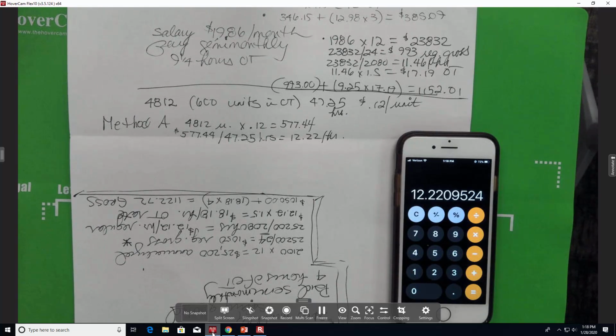So why can't I just leave it at that? She needs to get overtime for the last 7.25 hours. Am I going to pay her another 1.5 times on top of the $577.44? I'm already paying her $12.22 an hour for all the hours. So what do I just need to tack on? The 0.5 overtime premium. Calculate the overtime premium and then just tack that on for the last 7.25 hours.